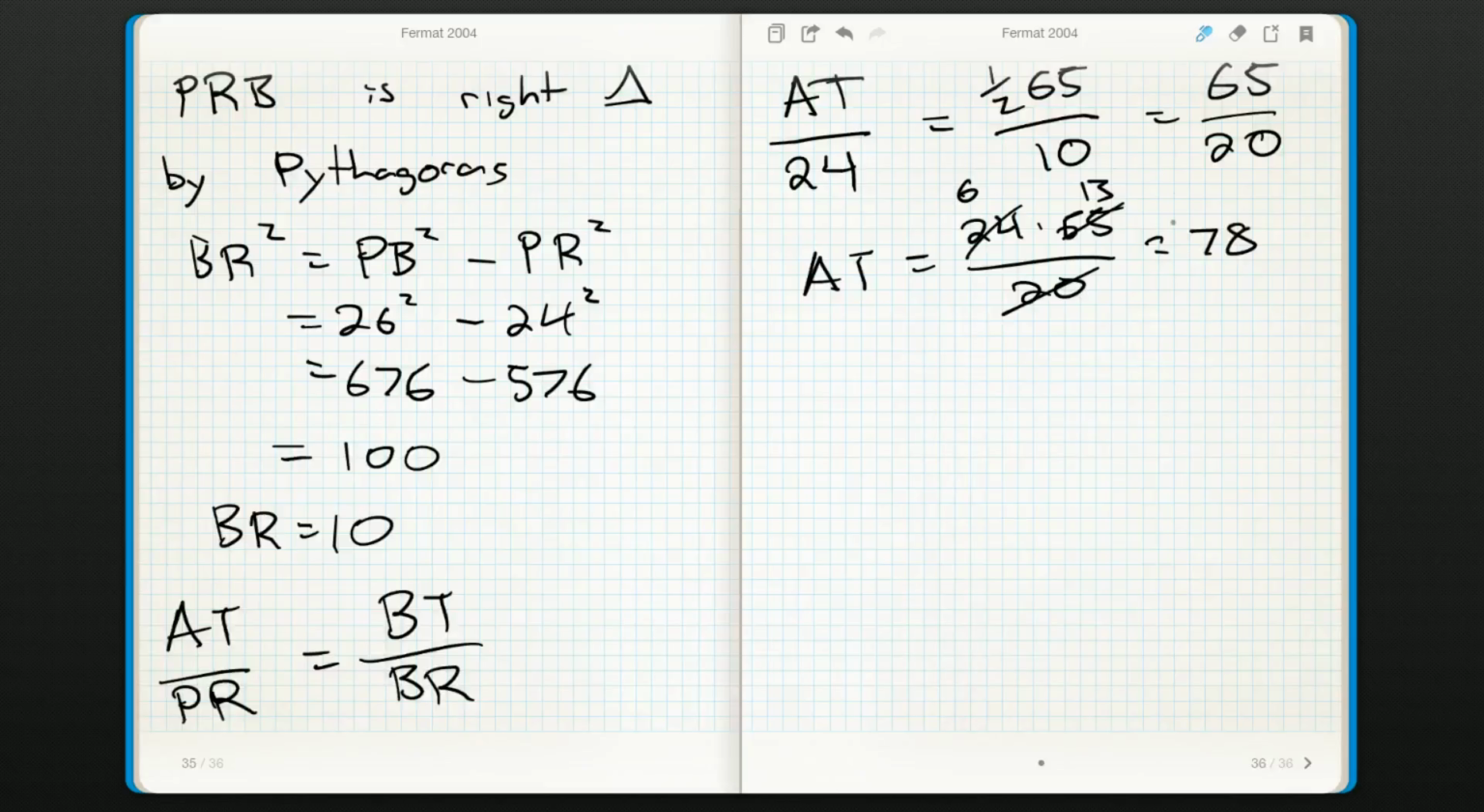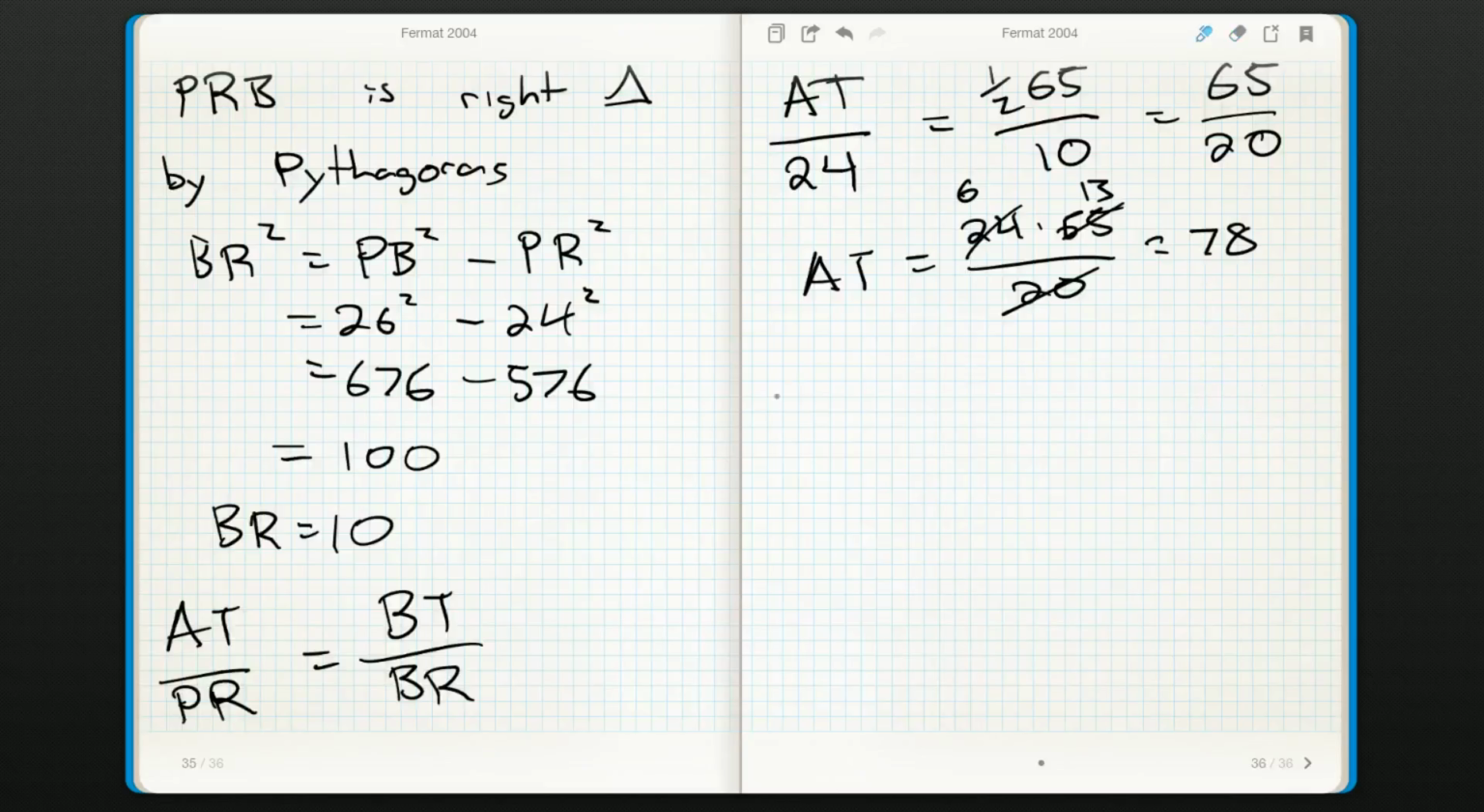Does that make sense? If I divide this by... no, I can't divide this by 12. If I do divide this by 12, what do I get? I get 13 over 2. And if I multiply that by 5, I get 65 over 2, which is the... Okay. Everything works out.